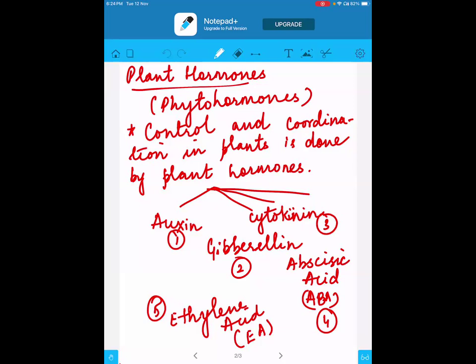And all these five are very, very important. Directly the question will be coming, and you can score easily from this chapter. Very easily you can score from this chapter.